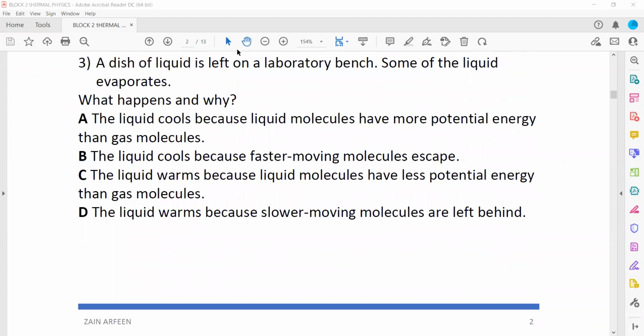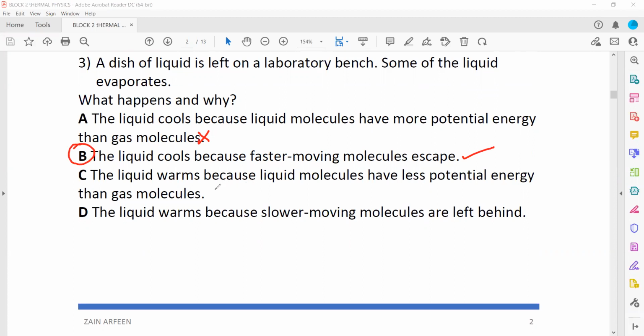In question 3, a dish of a liquid is left in the lab and some of the liquid evaporates. What happened and why? The liquid cooled because the liquid molecules have more potential energy than gas. That is wrong. Gas has higher potential energy because the molecules rise. The liquid cools because the fast moving molecules escape. That's true. The most energetic molecules will escape the liquid surface.